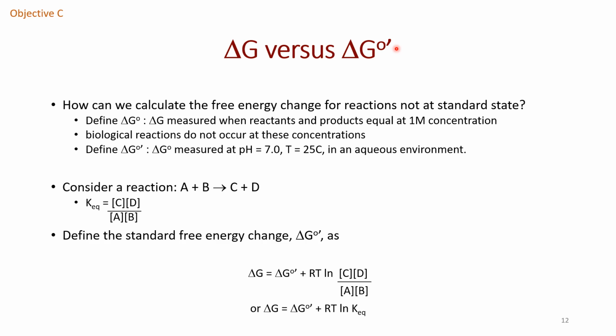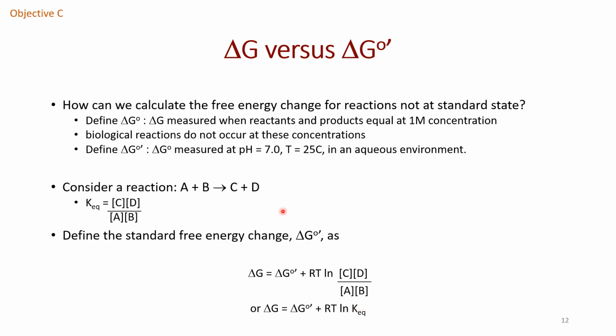And in order to say how do these two relate to each other, we have an expression right here where delta G, the real delta G, is equal to that adjusted delta G not prime plus this factor, which is going to make the difference between the two. And what is that factor? That factor is the equilibrium constant.